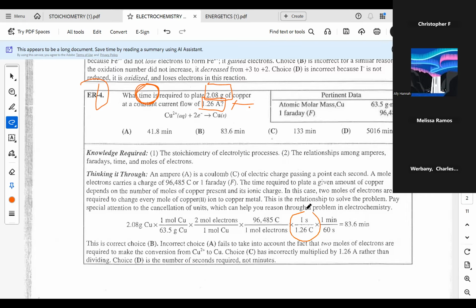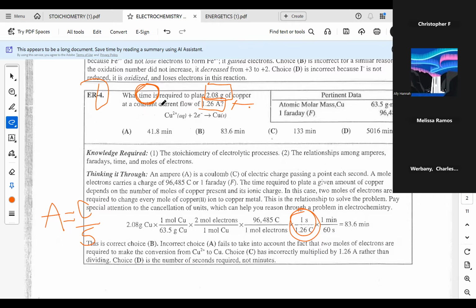So this conversion factor that's given down here, an ampere, as I mentioned, is a coulomb per second. So that's where this 1 second per 1.26 coulombs came from. I understand we didn't talk about coulombs because we did not cover electrochemistry, but just to set this problem up here, I wanted to review that. All right, so let's go back.